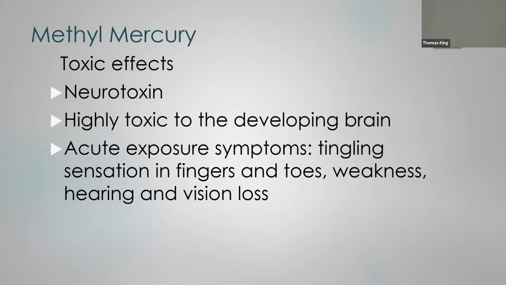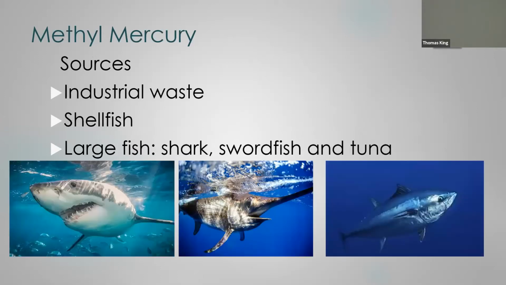The methylmercury will biomagnify up the food chain with the highest concentration in the largest predators. And methylmercury is very poisonous. It's a neurotoxin, and it's highly toxic to the developing brain. Acute exposure symptoms are tingling sensation in fingers and toes, weakness, and hearing and vision loss. Next slide.